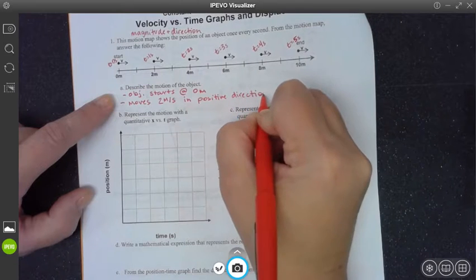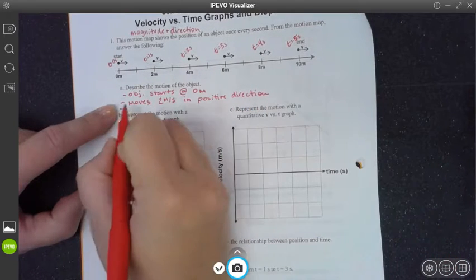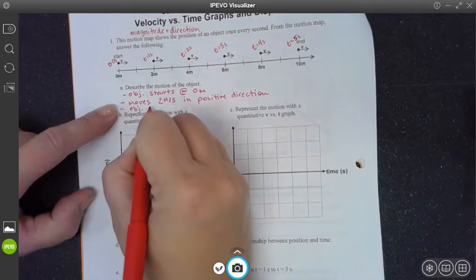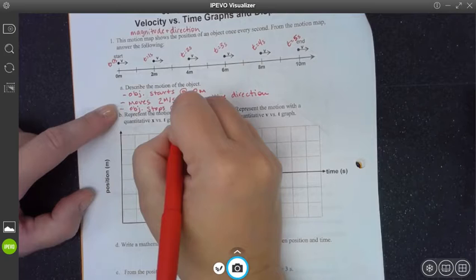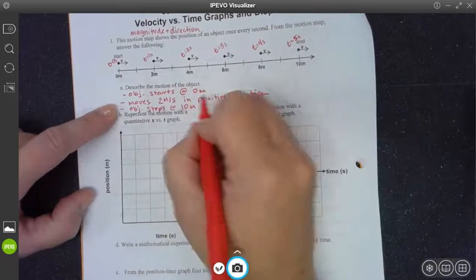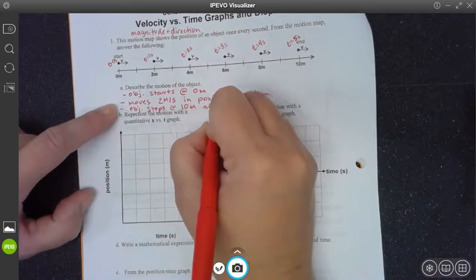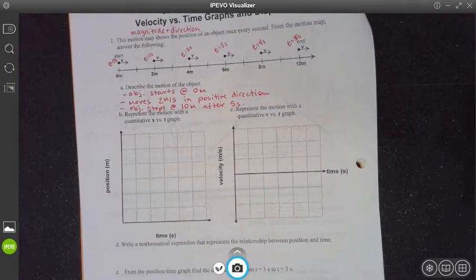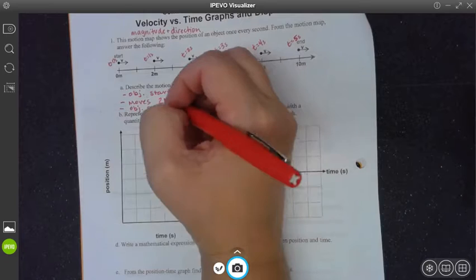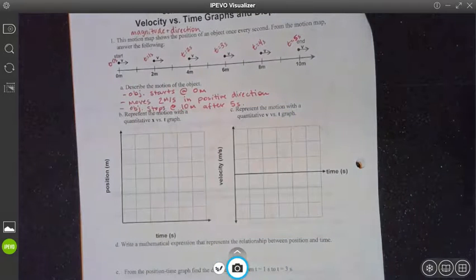And then we're going to say where it stops or how far it goes. So our object stops at 10 meters after 5 seconds. Could you draw a motion map if this is what the information you had was? I think so.